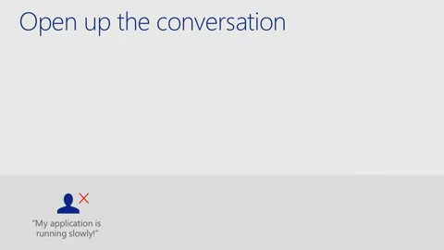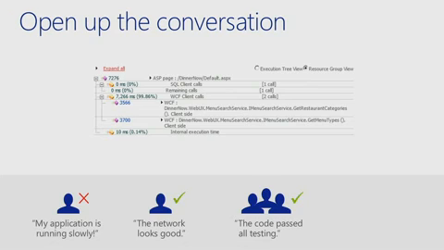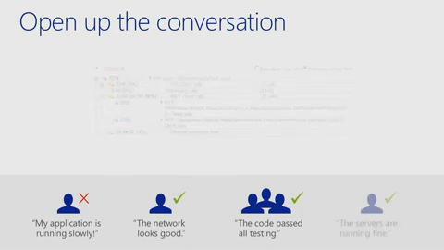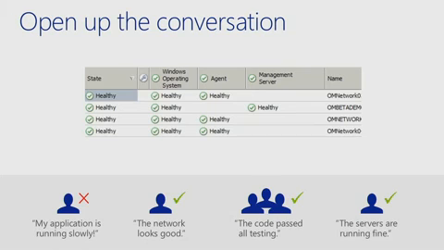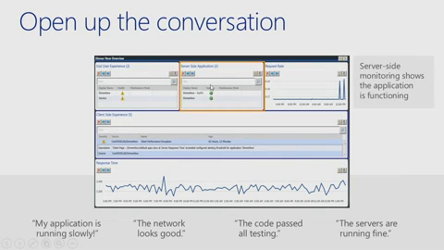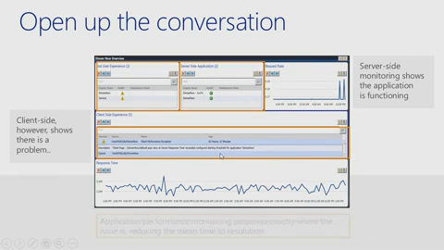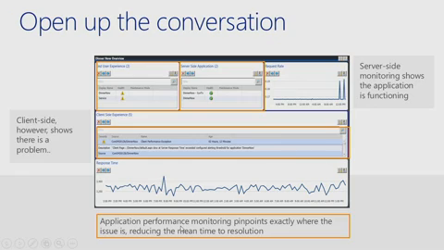We're opening that conversation. Application owners say, my app is running slowly, what's going on? But the network looks fine. Ops manager says, great. The code passed, it was all fine when we tested it, great. The servers that are running this particular application are running fine, great. But when we drill in and start to look at perhaps the end user experience side, we can see that, okay, server side is fine. Client side, however, there's a problem. So something's slow at response time, something's not configured correctly, and it relates to that Dinner Now application that you broke earlier.